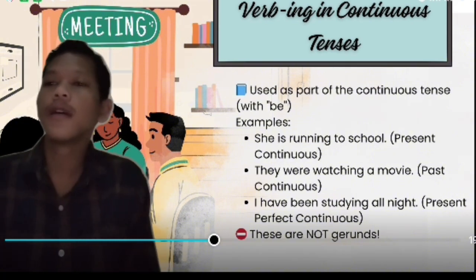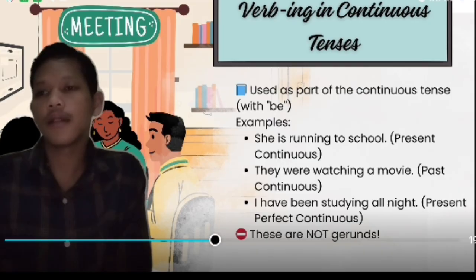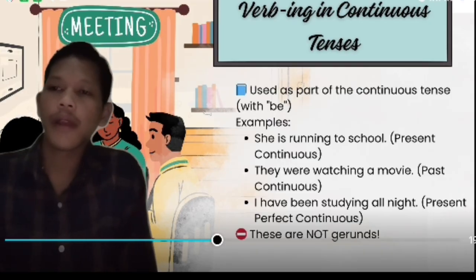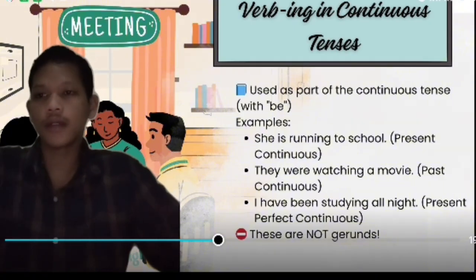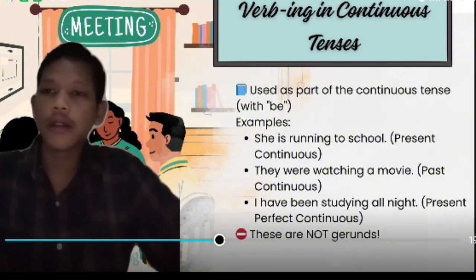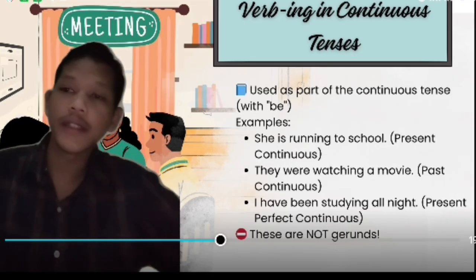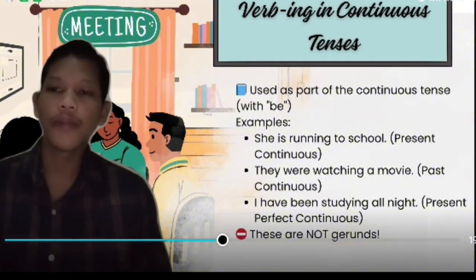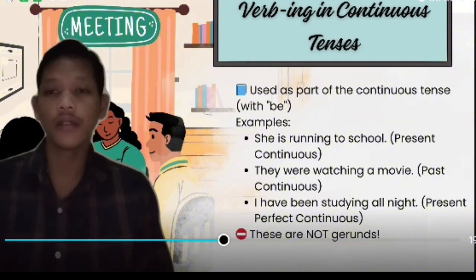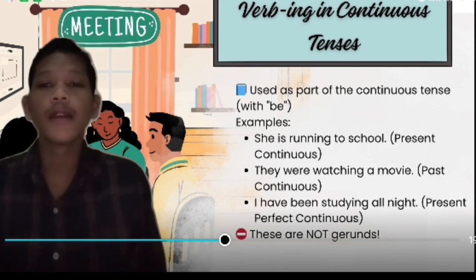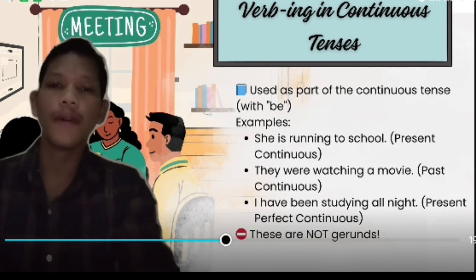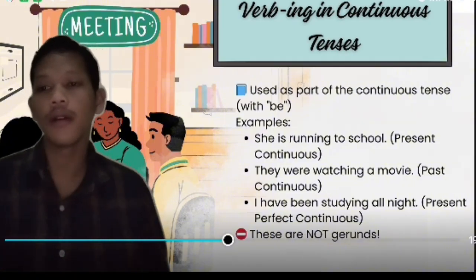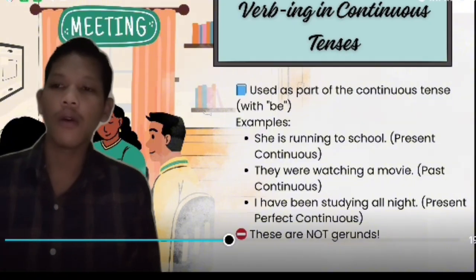Okay, here look at these sentences. She is running and they were playing football. So in this slide we explore verb plus ing in continuous tense. This is the continuous tense. The verb plus ing form here is not a gerund or an adjective. It's a part of the verb phrase with to be, is, are, or was word.